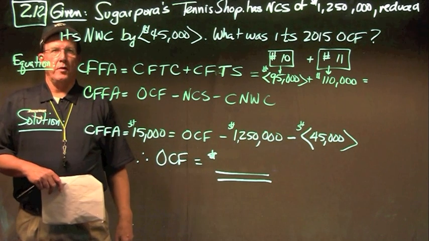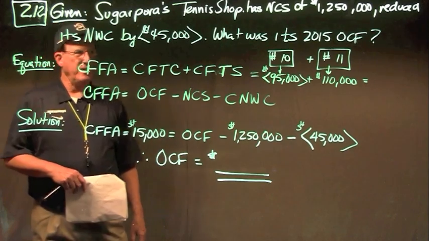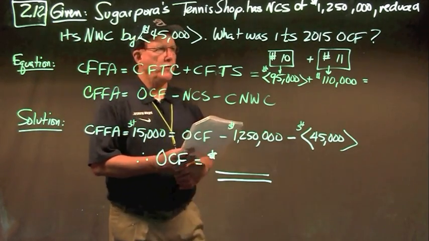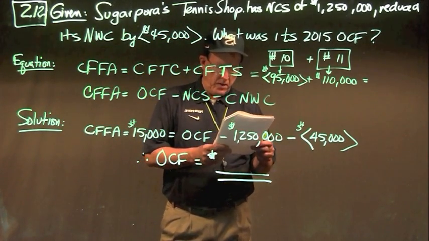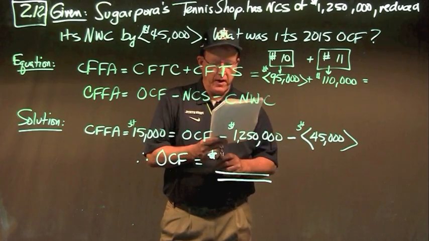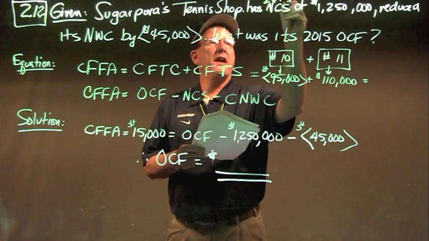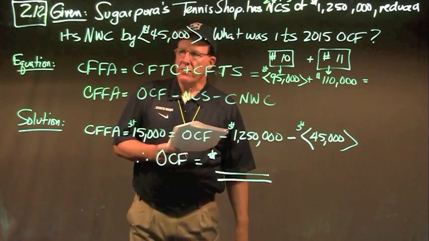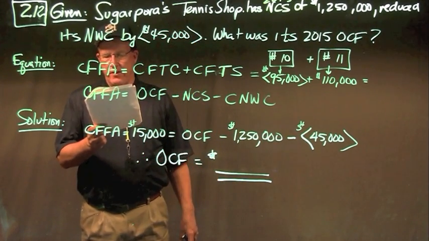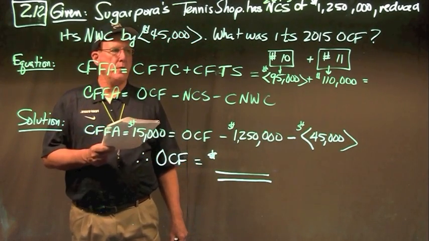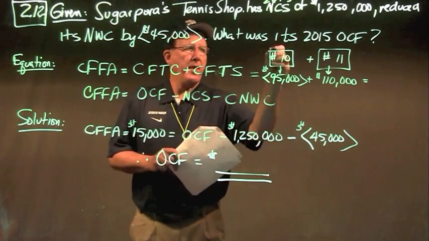In problem 2.12, we're given the Sugar Plovis Tennis Shop has net capital spending of $1,250,000, and that's 2015 net capital spending. They reduced their net working capital by negative $45,000. What was their 2015 operating cash flow?